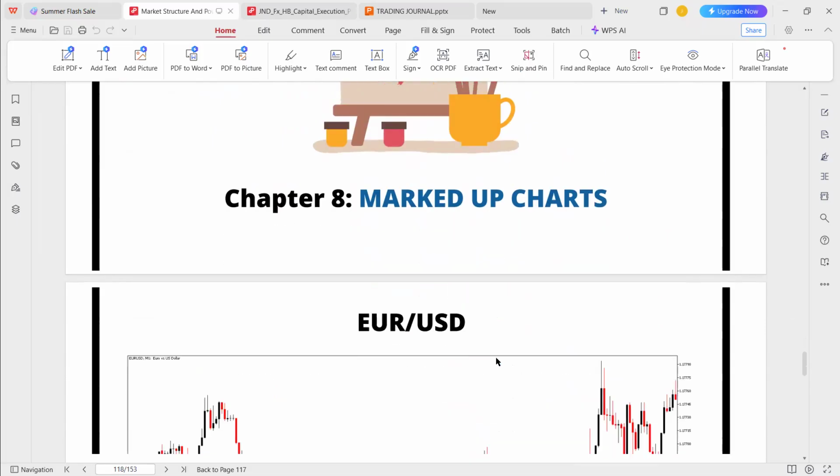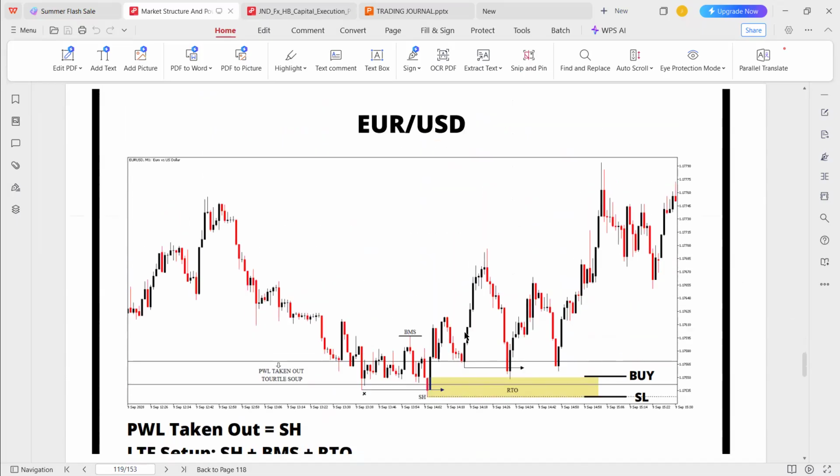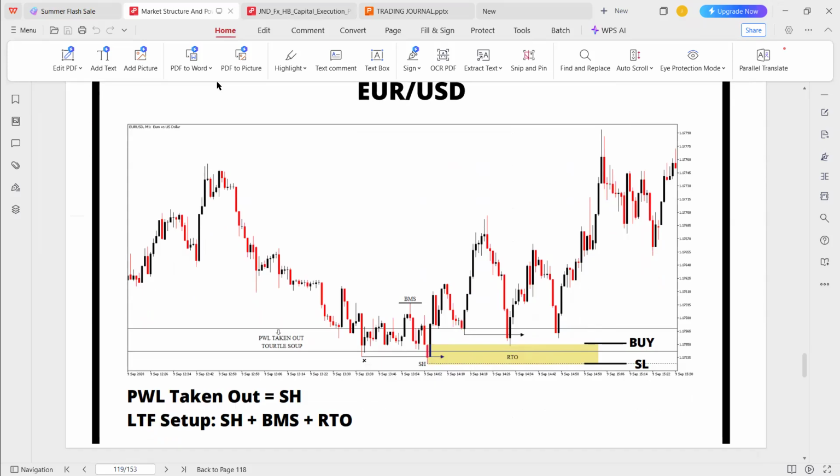All right, so marked up charts, chapter 8, EURUSD. So here the author gave us an example of EURUSD. This is the 1 minute chart. I believe there's multiple charts where the author explains all his setups, but let's start with this one.